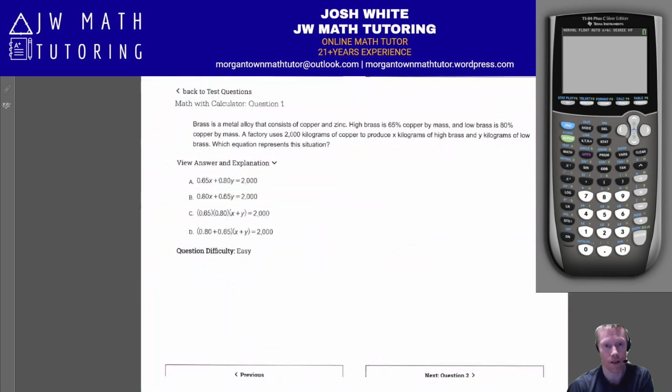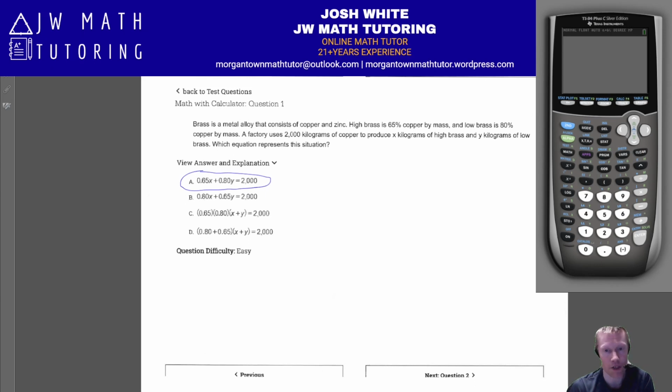Question number 1. With this first question, what you're asked to do is take this text that they give you and translate it into an equation. Specifically, it's going to be a linear equation with 2 variables, x and y. And the answer is going to be A.